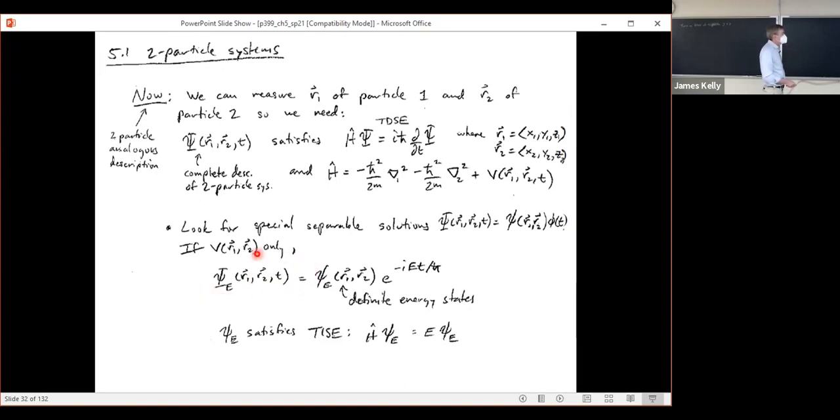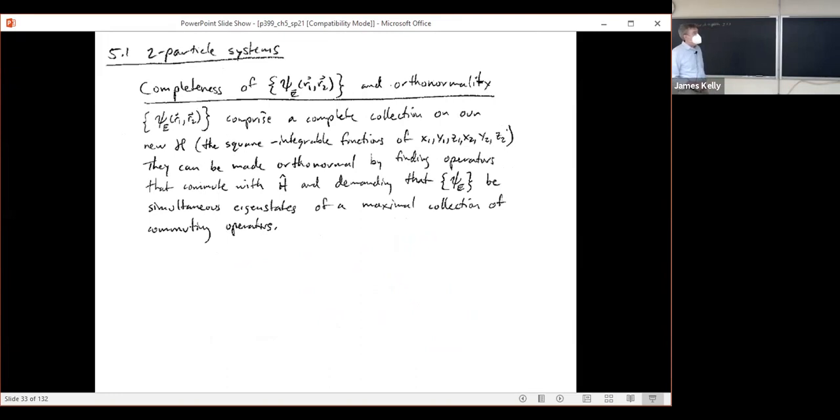The separable state is a product of a function of spatial variables, which has to satisfy the time-independent Schrodinger equation, same H with the same two kinetic energy terms in it. H psi_E equals E psi_E, where these psi_E's are only functions of spatial variables. And then you've got the corresponding time term. In the same way as before, the collection of all those special separable solutions, the solutions to the time-independent Schrodinger equation, form a complete set, and they can be made into an orthonormal set.